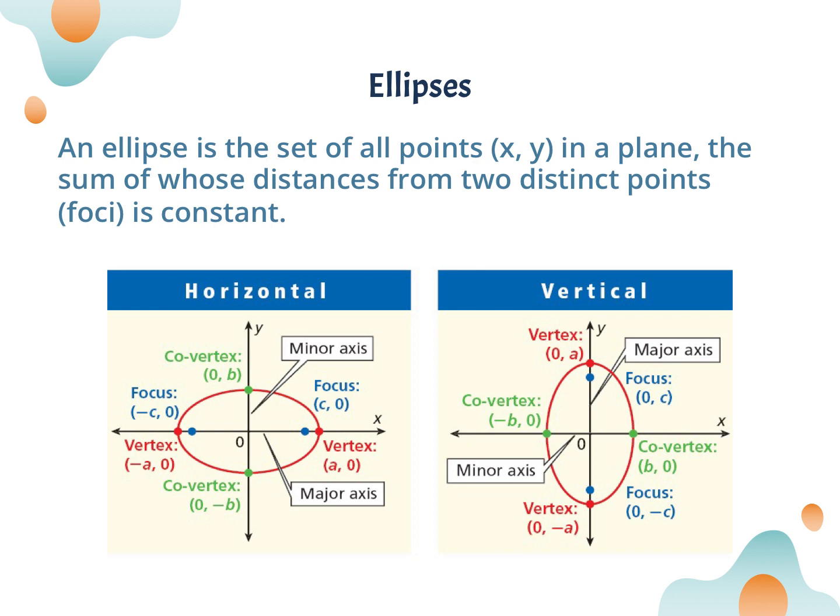If it's horizontal, the oval shape will be longer across the x-axis, or horizontally, and if it's vertical, it'll be longer up and down. An ellipse is just the set of all points (x, y) in a plane, the sum of whose distances from two distinct points is constant. And those are your foci, or focus points.